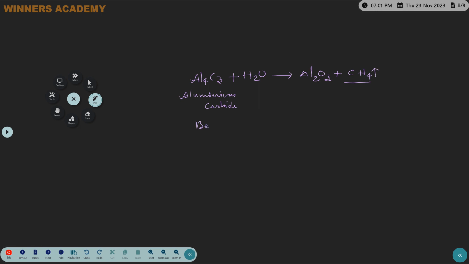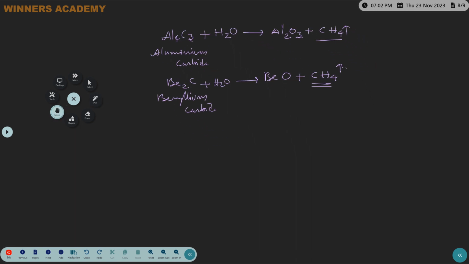Like that, beryllium carbide, Be2C. When beryllium carbide is treated with water, as a result beryllium oxide, BeO, plus methane, CH4, are liberated. See here, aluminium and beryllium show a diagonal relationship. Periodic table laws. Diagonal relationship. Do you know diagonal relationship?